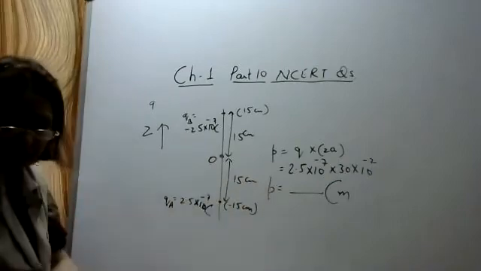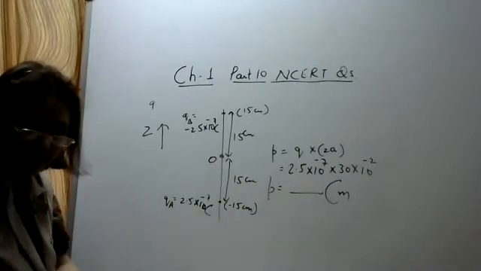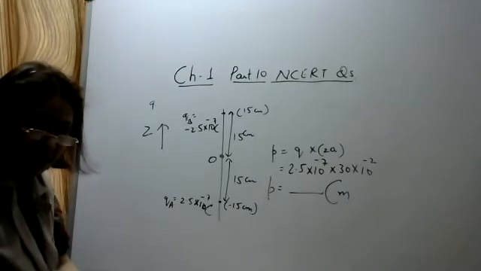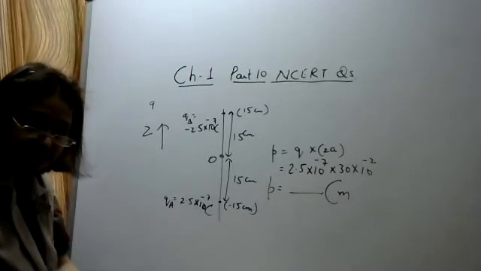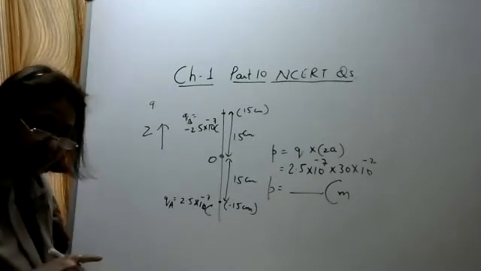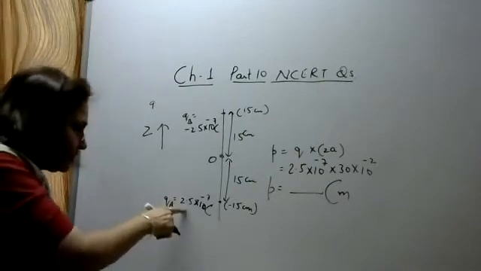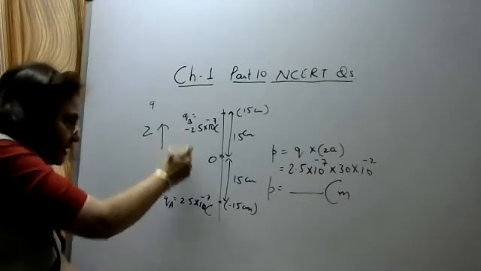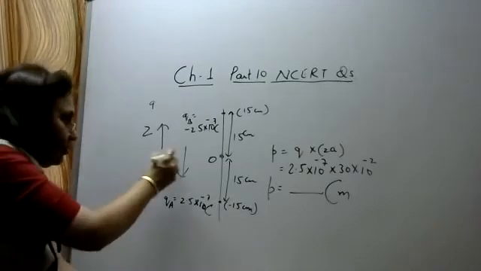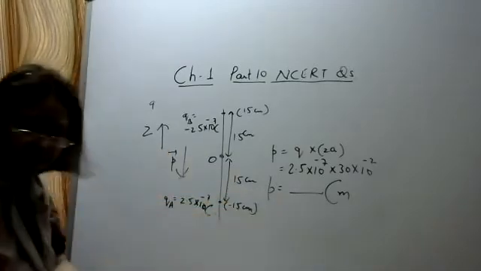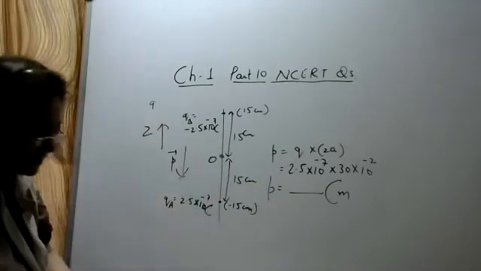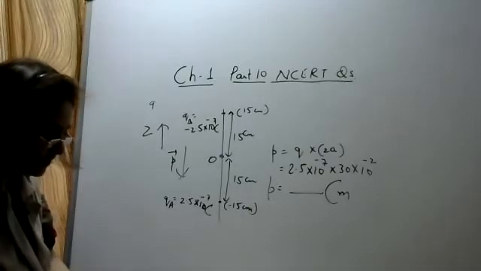Again, P is a vector quantity, so you also have to mention its direction. We know that the direction of the electric field lines is from positive to negative charge, so the dipole moment is from negative to positive charge. So this will be the direction of the dipole moment, from negative to positive charge. Or you can write it over here: negative to positive charge, that is, minus 2.5 to plus 2.5 into 10 raised to the power minus 7 coulomb.